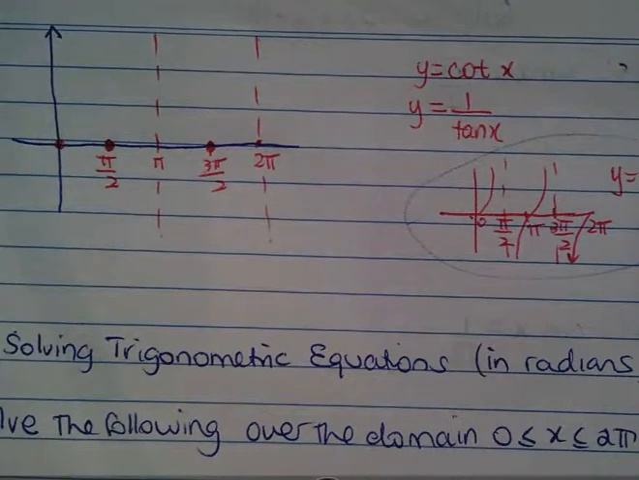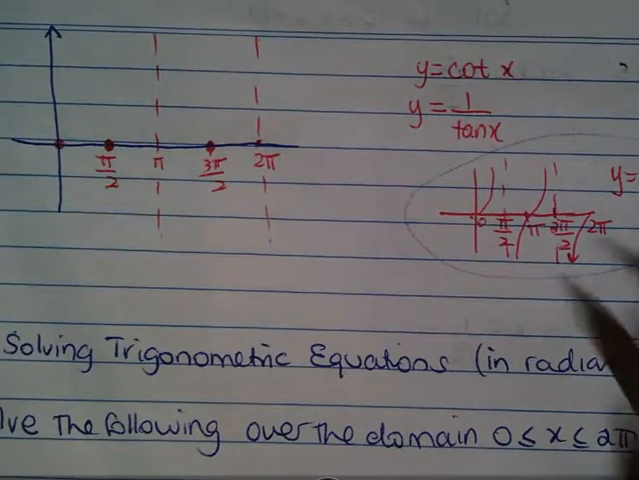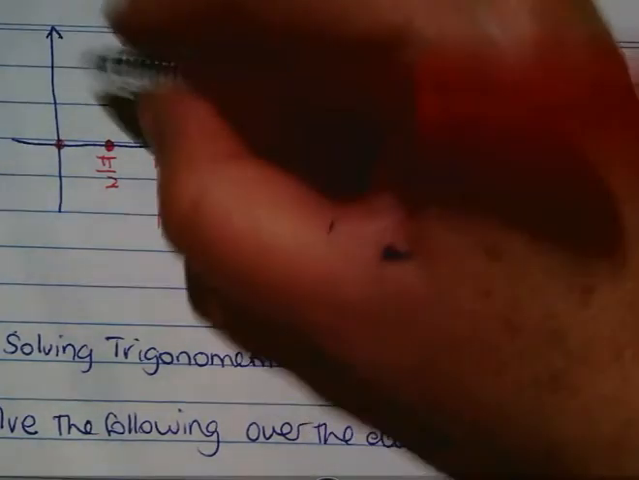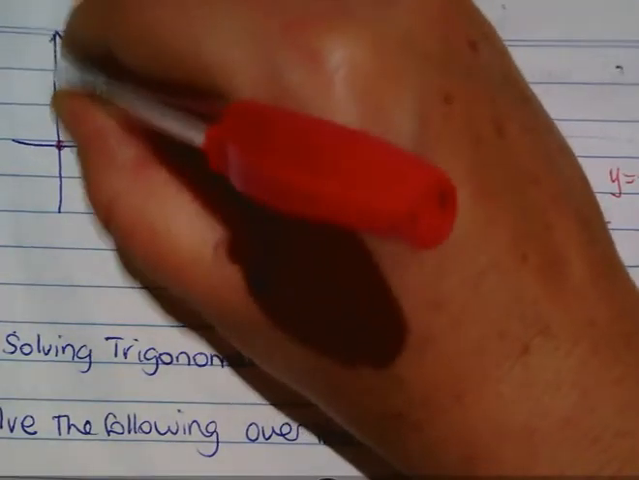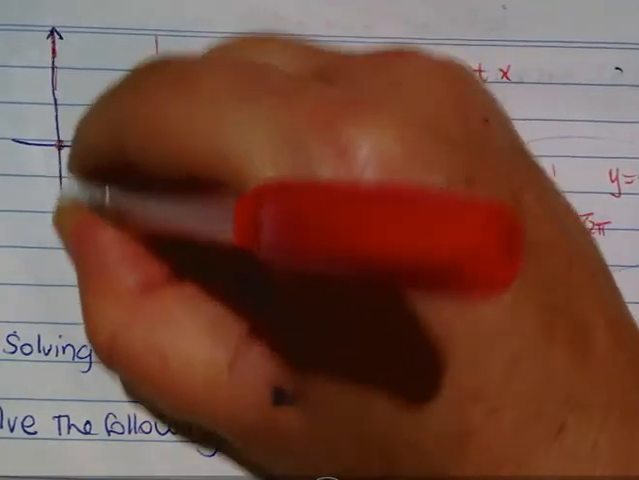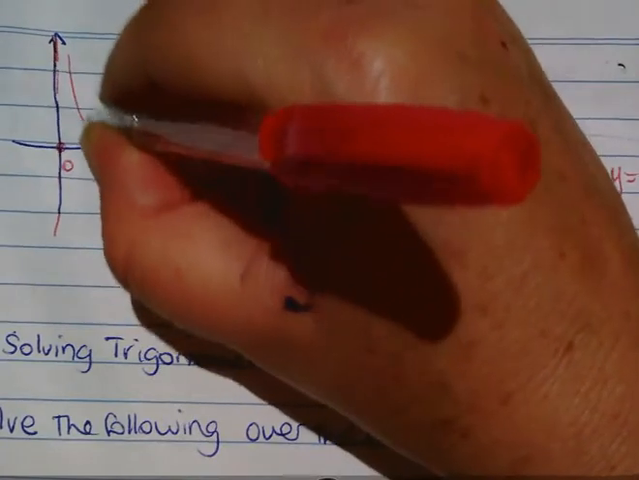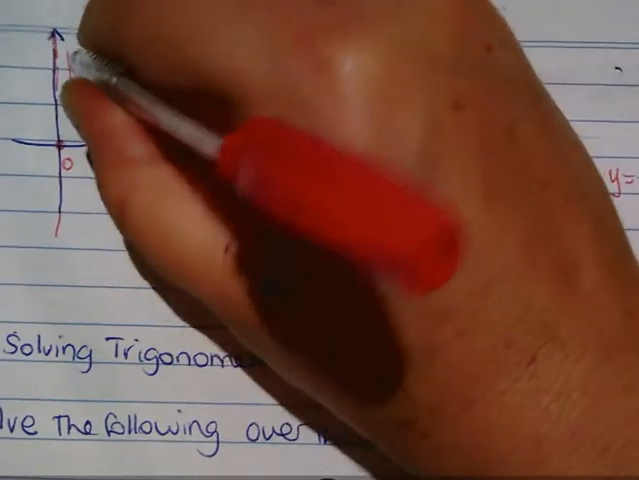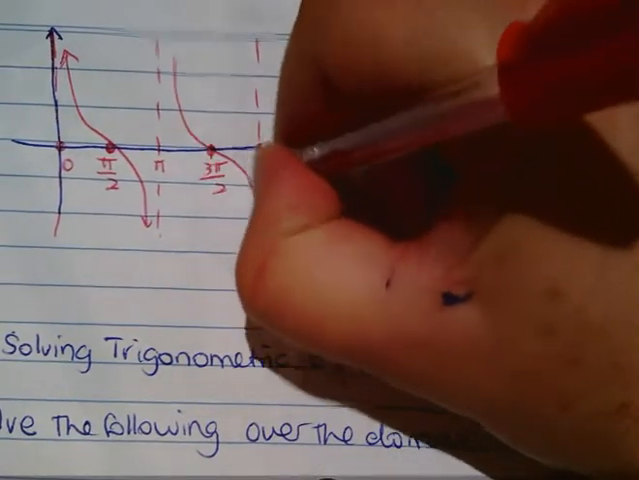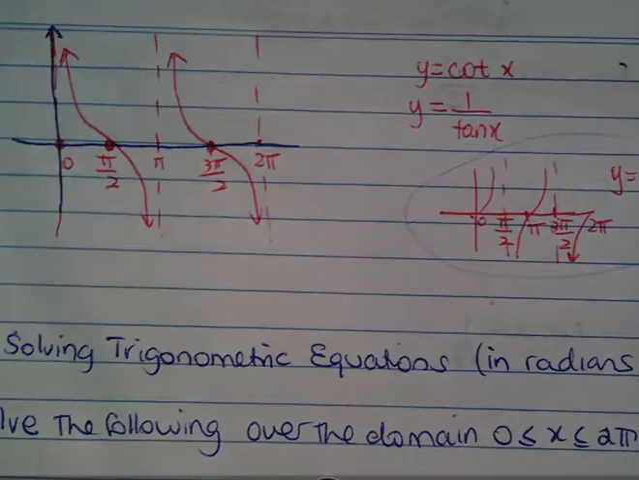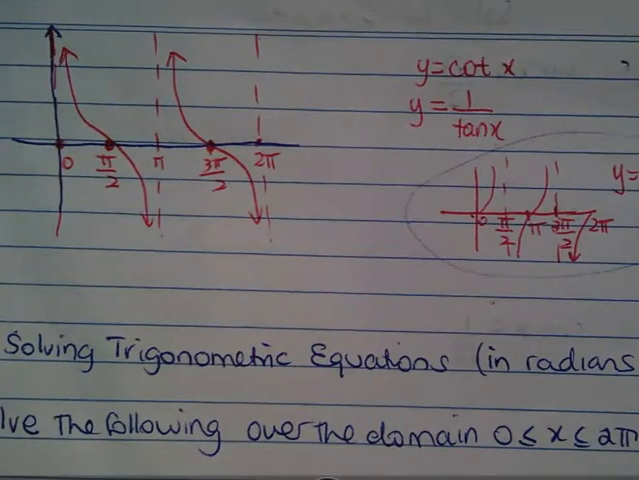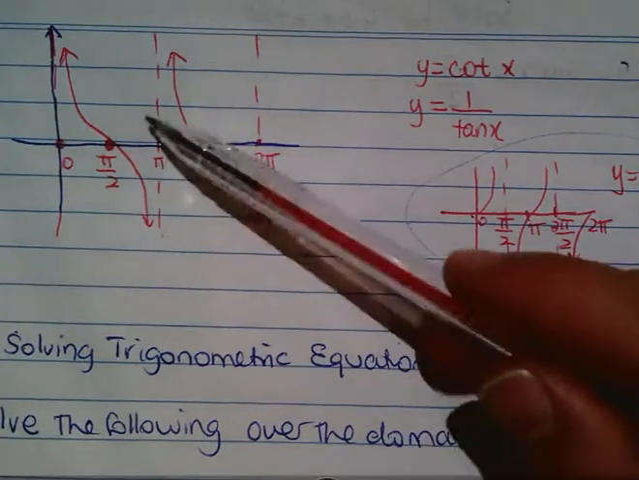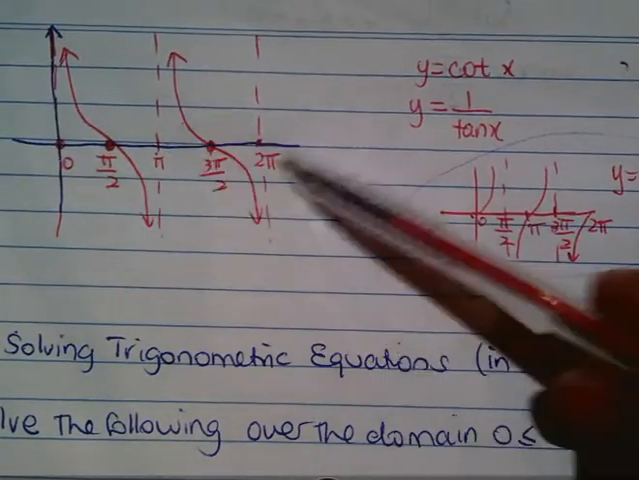Okay? Now, remember the tan curve goes this way, so your cot curve is going to go the other way. We've got undefined here at 0. And that's your cot curve, okay? So you've got asymptotes at 0, pi, 2 pi.